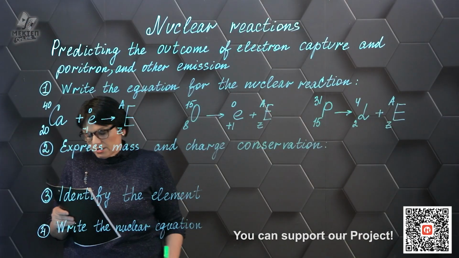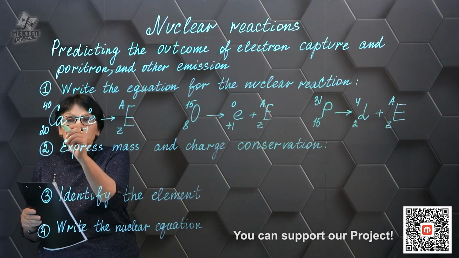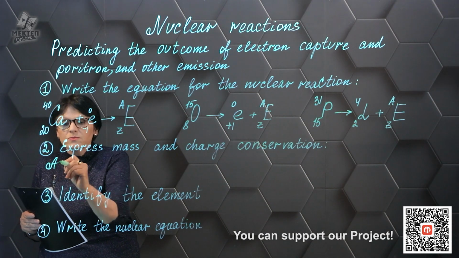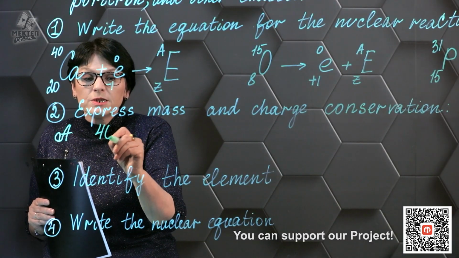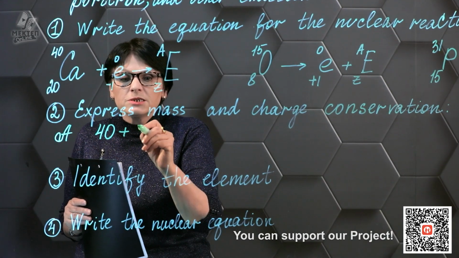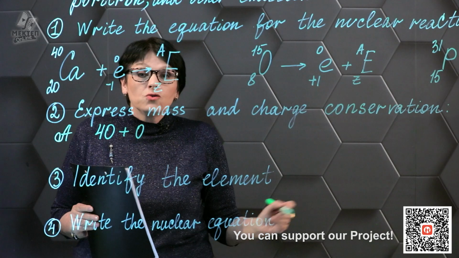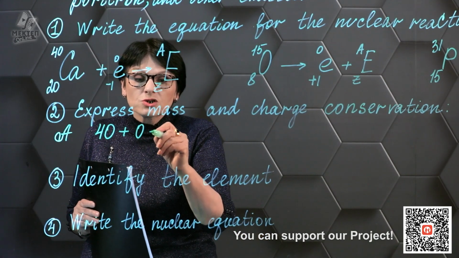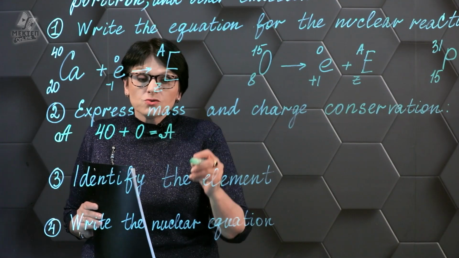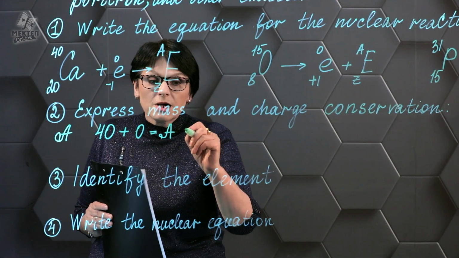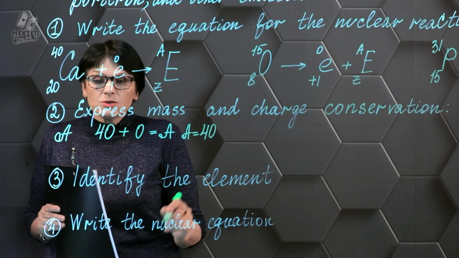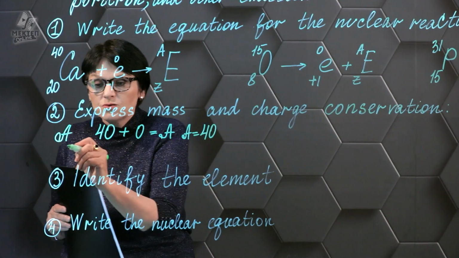So first, let's see what we have on top here. Let's determine how we get this value A and see what we have on top for calcium. We have 40. And then we have electron mass, but it's 0. And it turns out that this is all equal to our mass of the unknown element. Well, from here it's quite clear that we have A will, in this case, be equal to 40.